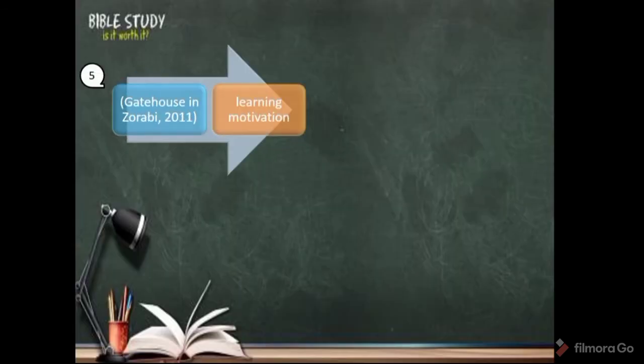Fifth element, learning motivation, or Gethouse in Zohrabi 2011. It is necessary to determine materials and the right teaching method for students: design, adapt, analyze needs, and evaluate learning and students. So in this element, the developer of the curriculum, in this case the teacher, plays a very important role to know the needs of students and prepare the learning process carefully.